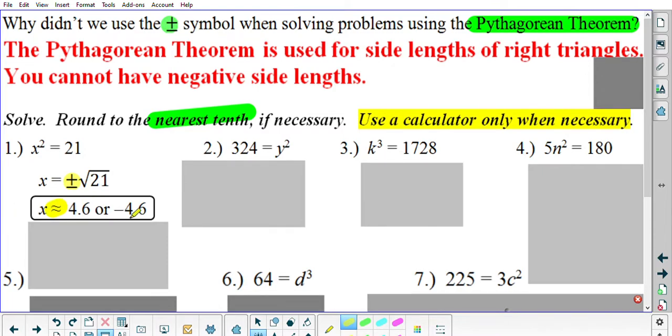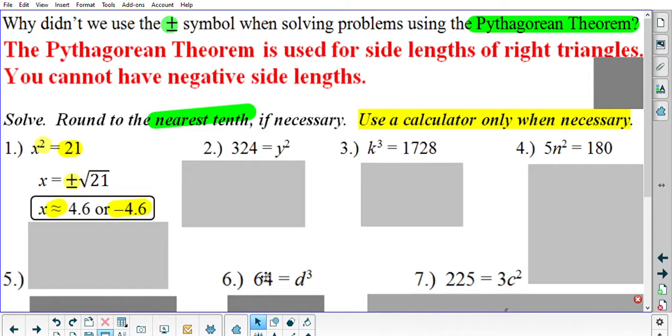Again, if you don't know why the answer could be positive or negative, it's because if you take a negative number to the second power, that means the negative times itself, and a negative times a negative would equal the positive 21. That's why we have to include not only the positive answer, but also the negative answer.